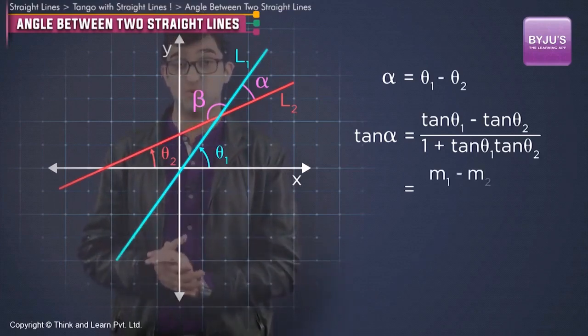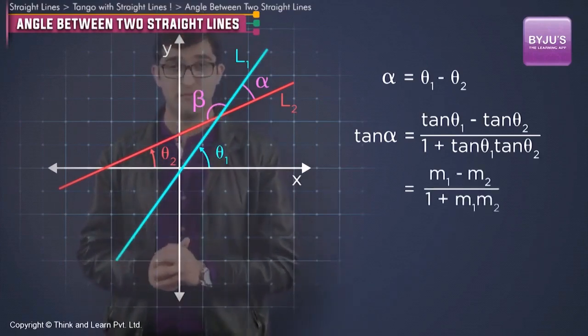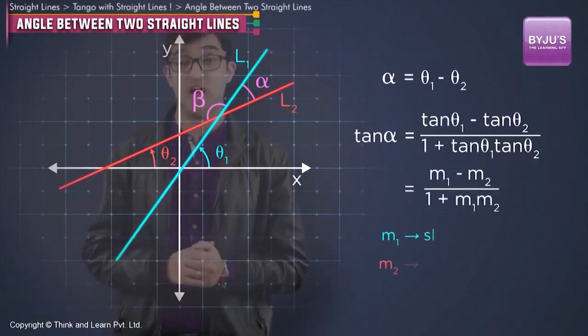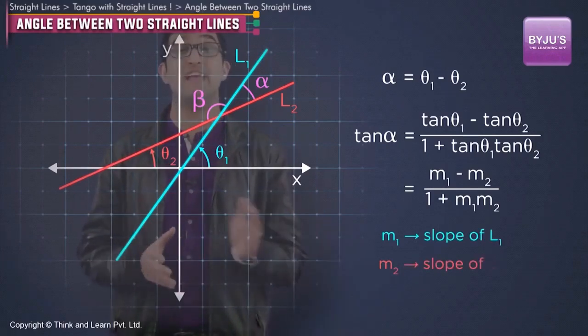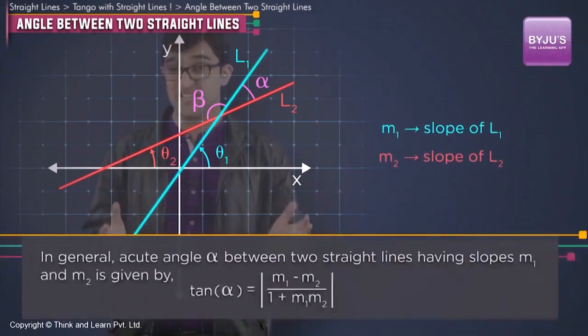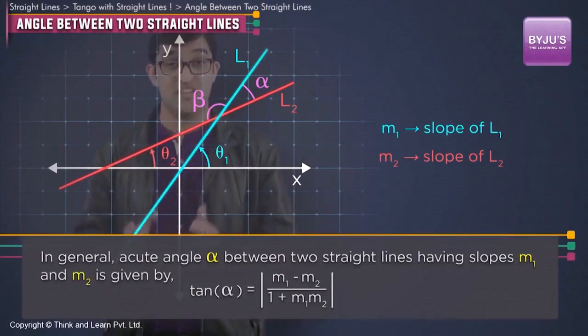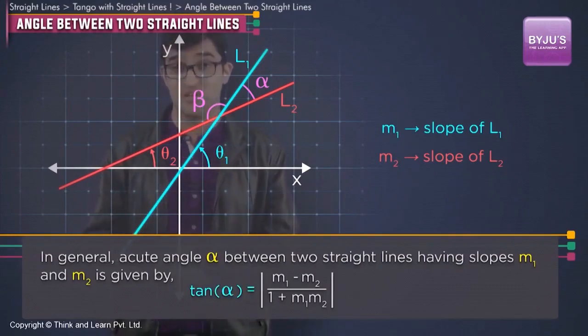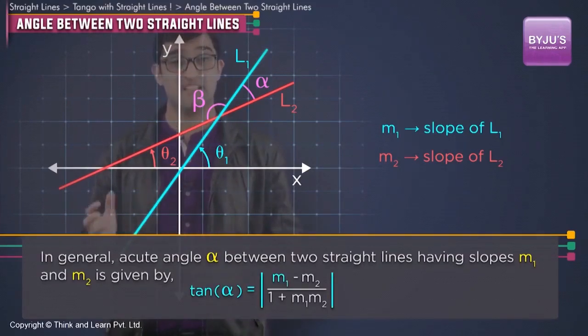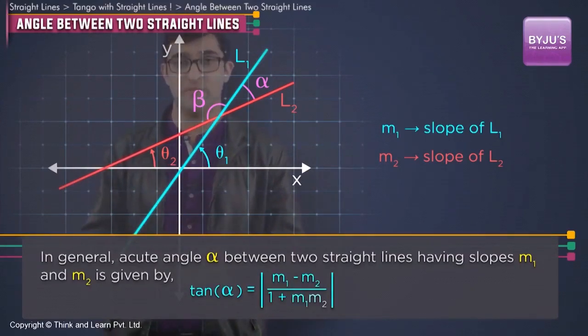(m1 minus m2) by (1 plus m1 into m2). Here m1 and m2 are the slopes of the lines L1 and L2. In general, the acute angle alpha between two straight lines having slopes m1 and m2 is given by tan alpha equals modulus of (m1 minus m2) by (1 plus m1 m2).